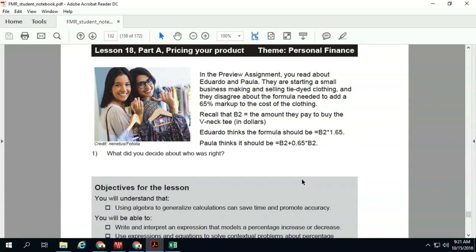Eduardo and Paula are starting a small business making and selling tie-dye clothing, and they disagree about the formula needed to add 65% markup to the cost of the clothing. So, we're talking about what formula should we put into a spreadsheet to get those results.